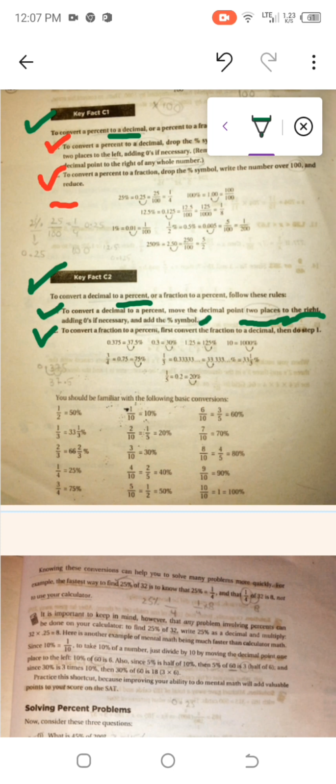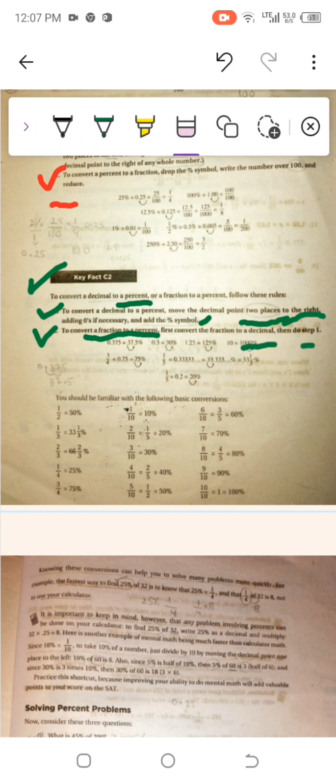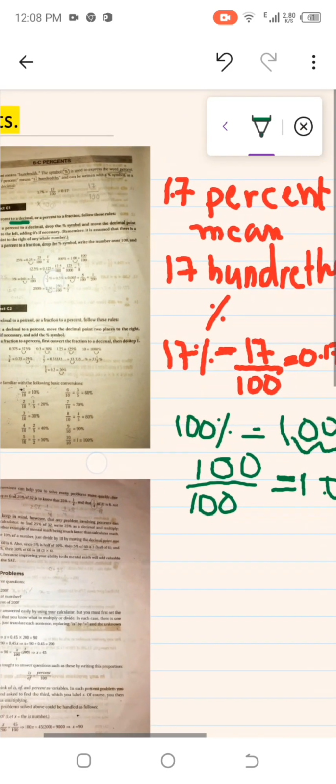Then we have to convert a fraction to a percentage. Now we have a fraction. To convert a fraction to a percentage, first convert the fraction to a decimal, then do the first step. So let's solve once or twice questions of this kind.